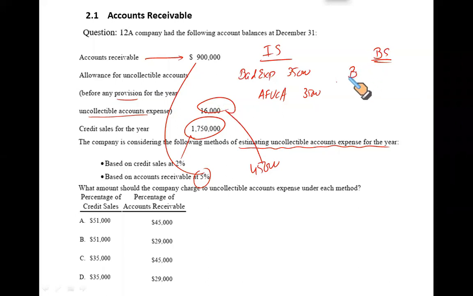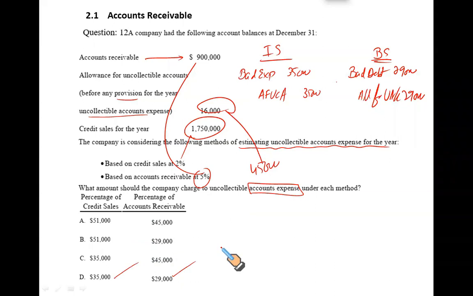So we'll make the entry bad debt expense debit with the 29,000, and we credit the allowance for uncollectible accounts. It's going to be 29,000. So that was the question. What amount should the company charge to uncollectible account expense? Mind the word uncollectible expense under the income statement report and balance sheet. So yes, that's true. That is 16,000 and 29,000.